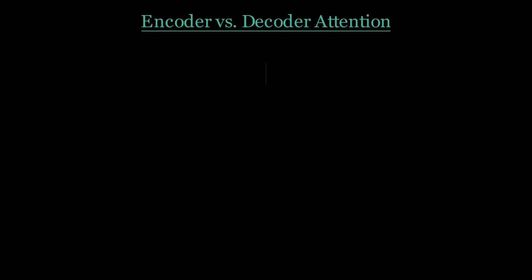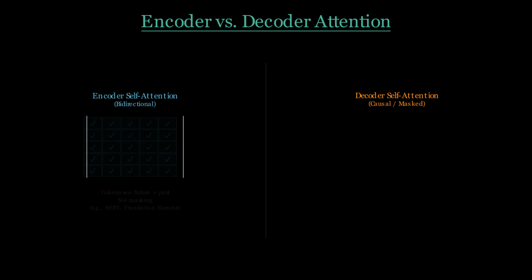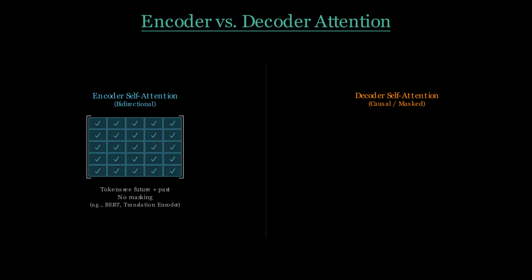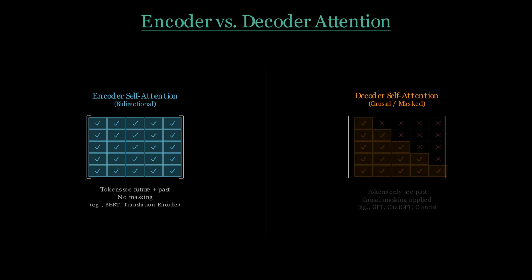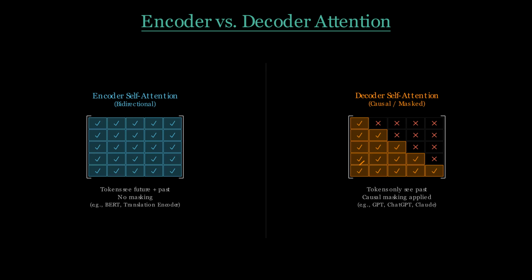This causal constraint is what separates the decoder from the encoder. In an encoder, every token can see every other token, past and future, no restrictions, full context in both directions. In the decoder, that's completely locked down. Each token can only look backwards. It cannot peek at words it hasn't generated yet.